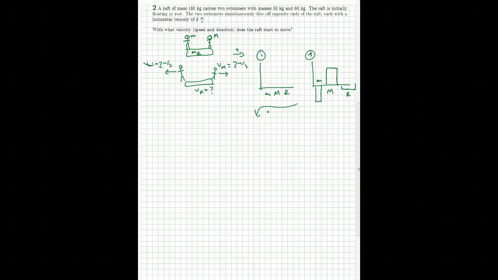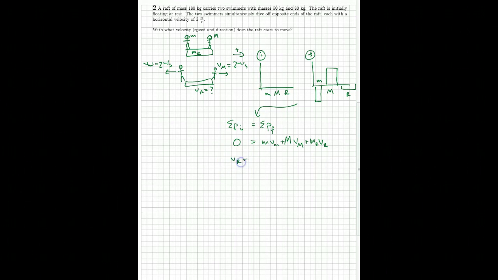And we'll transcribe that into a conservation equation. Sum of momentum initial is sum of momentum final. Initially there was none, and at the end there's m Vm plus M V big M. Oops, that's a big M. Plus the mass of the raft, velocity of the raft.